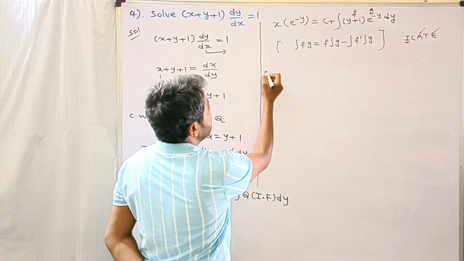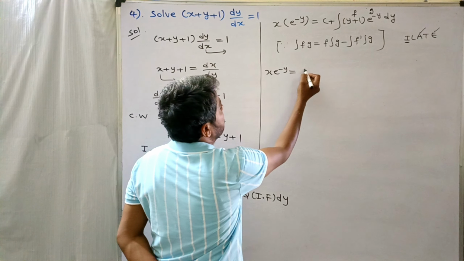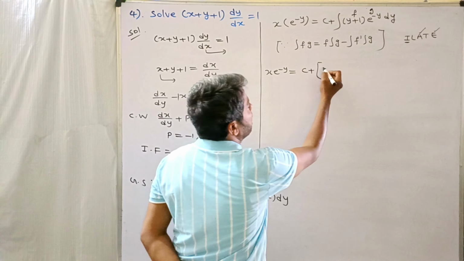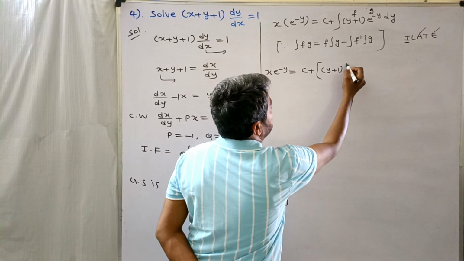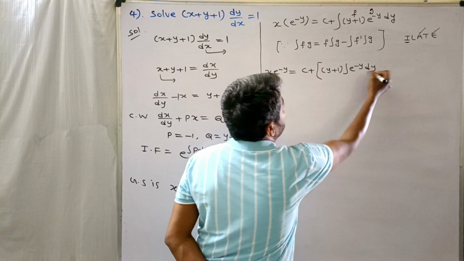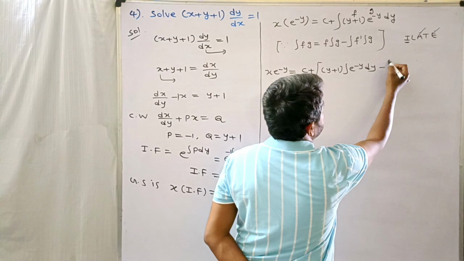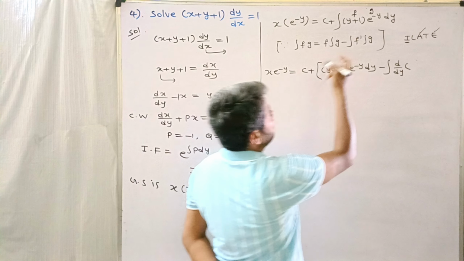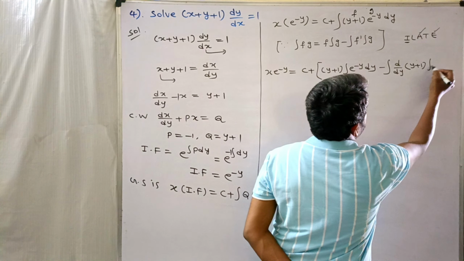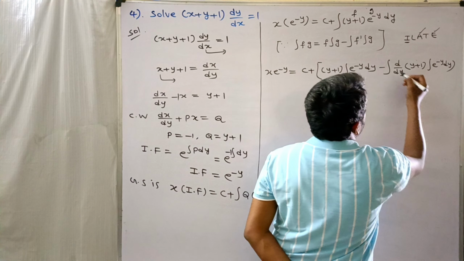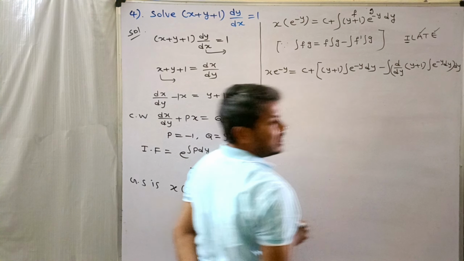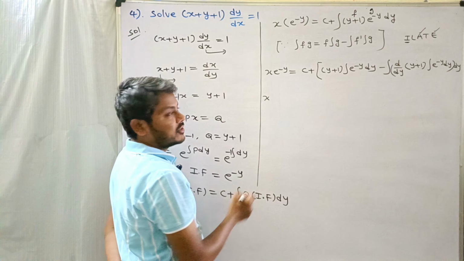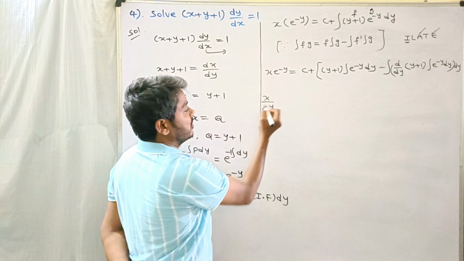Now apply this. x e power minus y equals c plus f, what is f? y plus 1, into integral e power minus y dy. Next, minus integral of d by dy of the first function, what is the first function? y plus 1, into integral e power minus y dy, whole dy.